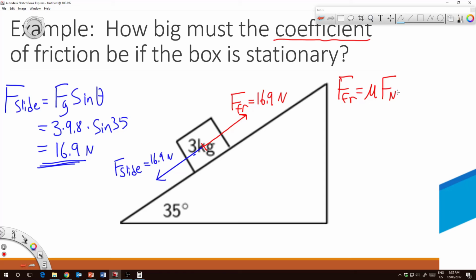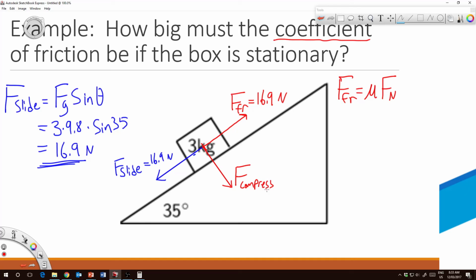And what was Fn? Well, Fn is just the amount of force that is compressing this box to the surface. In this case, it's no longer gravity, because gravity acts down this way, right? Gravity is not really compressing it against the surface. What's compressing it against the surface is this. That's what's compressing it against the surface. And now you can sort of see why we needed that. We called it the compressing force from the previous slide.